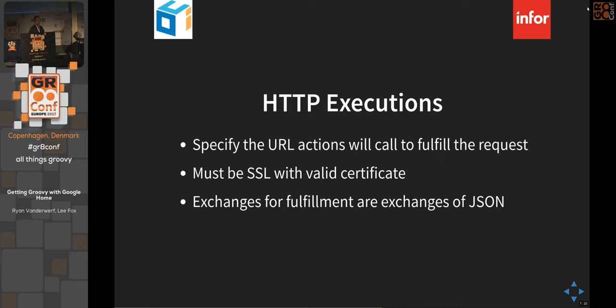And the last part of this is something called HTTP execution. Now when it finds that action, and you've given it a preposition, and it knows what it's going to fire, it's going to have to call a URL to fulfill that. That's what we use URLs for in actions, and there are a couple rules. It must be SSL. It must have a valid certificate. And beyond that point, the exchanges between the HTTP calls are all JSON exchanges.